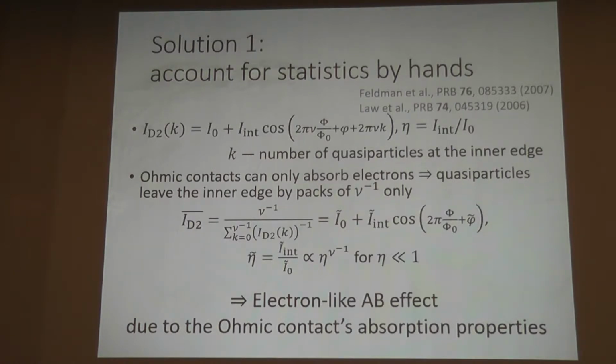So if the inner edge has k quasi-particles and my tunneling quasi-particle effectively encircles the inner edge, I have to take into account the statistical phase due to this. I put it into this current expression by hand, and that's it. There is, however, a subtlety.